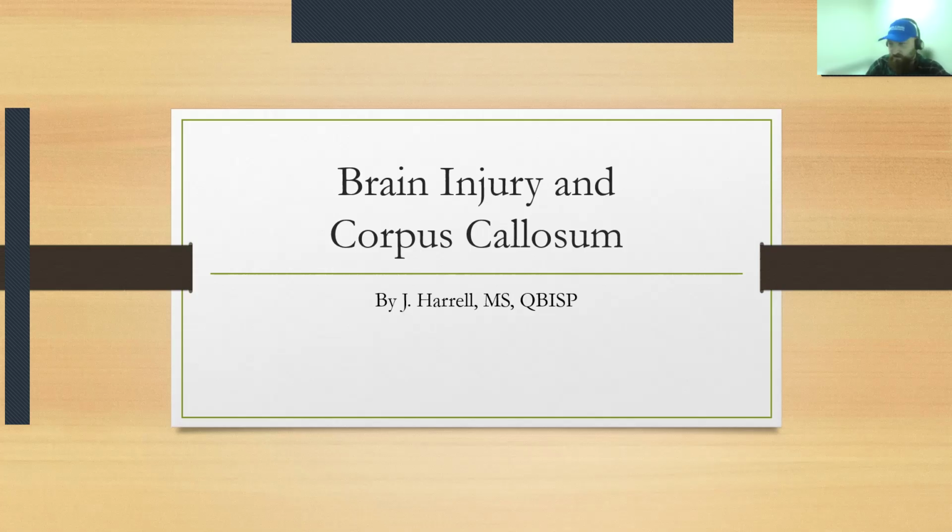Today, we're going to talk about part of the brain anatomy, which is the corpus callosum. Some might have heard of alien hand syndrome. We will talk a little bit about that as well. But let's talk about the connection between the left and the right hemispheres of the brain, and that is connected by the corpus callosum.